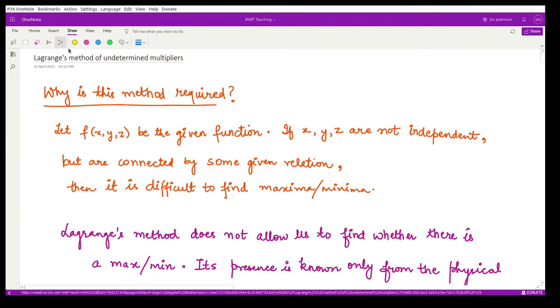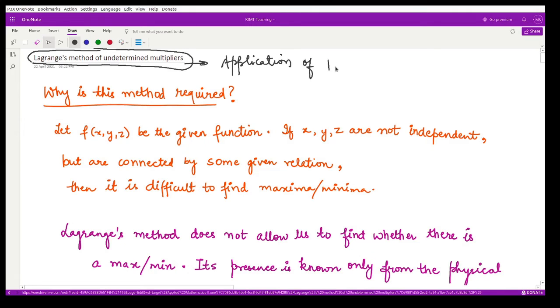In this video we shall be looking at Lagrange's method of undetermined multipliers, which is an application of partial differentiation. So this method forms an application of partial differentiation. And this is the last application that we shall be discussing here.